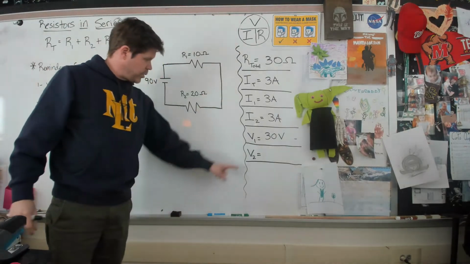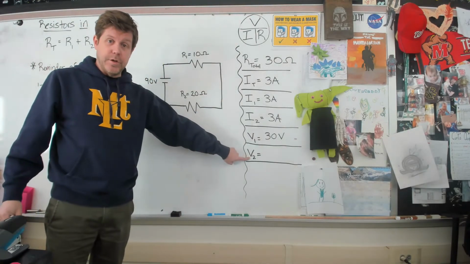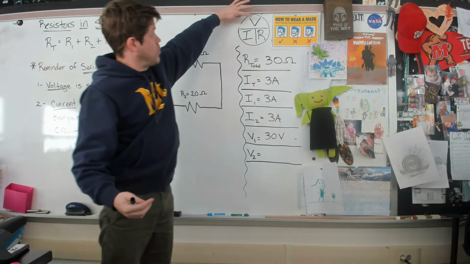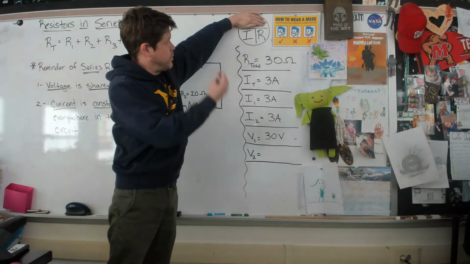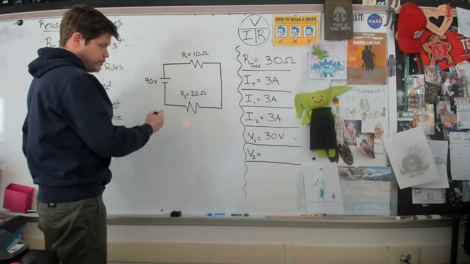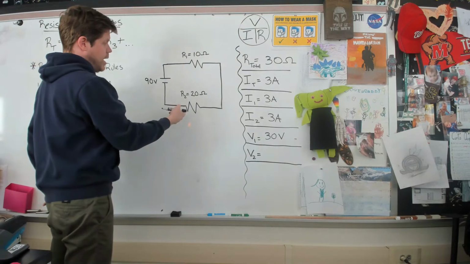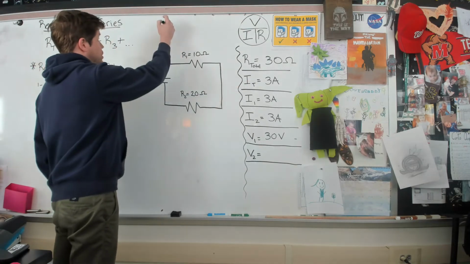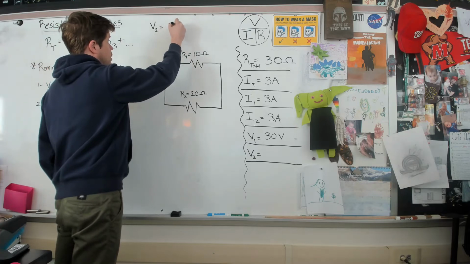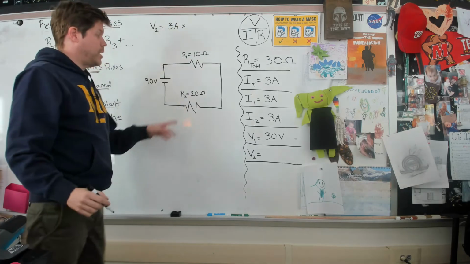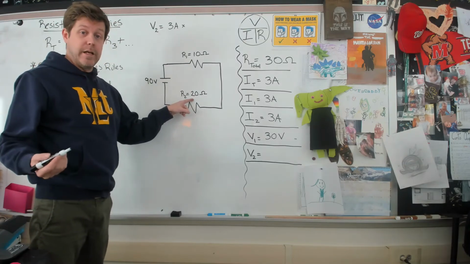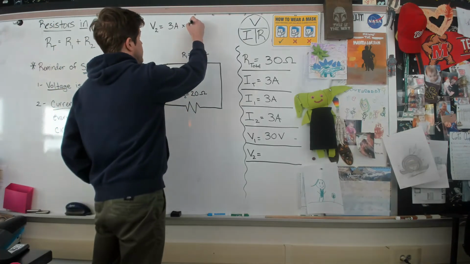So the last thing we want to solve for is V2, the voltage at my second resistor. So let's go ahead and do the same thing. Again, remember, if I want voltage, cover it up, I need I and R, and I'm going to multiply them. So my current at R2, again, is going to be 3 amps. And I'm going to multiply that by my resistance at R2. And here, this resistance is 20 ohms. So we'll put that up here.